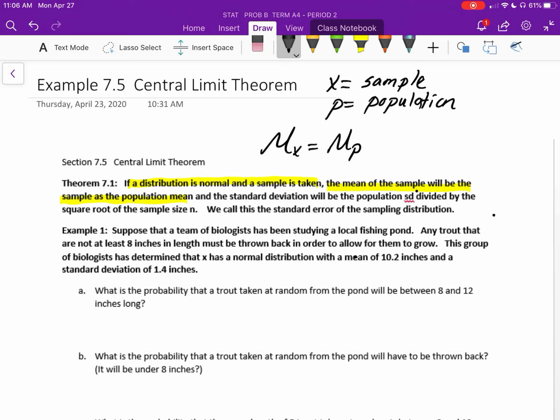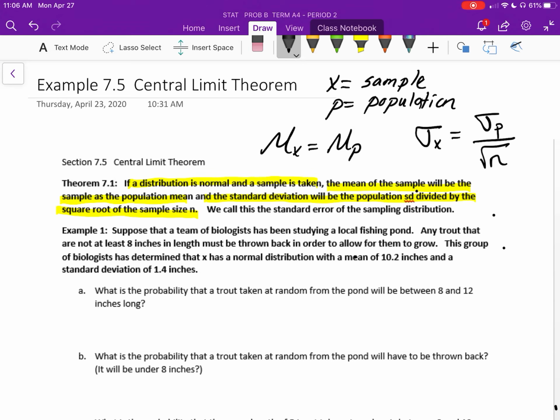As far as standard deviation, though, the standard deviation does change. If we keep reading here, the standard deviation is going to be the standard deviation for the population, divided by the square root of the sample size. So our standard deviation for our sample will be equal to the standard deviation for the population divided by the square root of n, where n is the sample size.